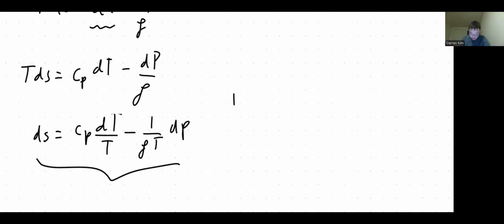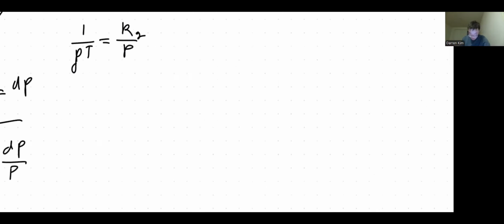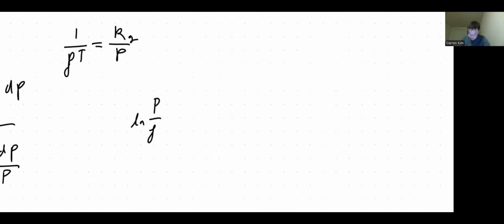So ds equals Cp dT over T minus Rg dP over, no, over P. Sorry, my apologies. And then we're going to do the sneaky trick of P over rho equals Rg T. We have ln of P minus ln of rho equal ln of Rg plus ln of T, and we can take a derivative.